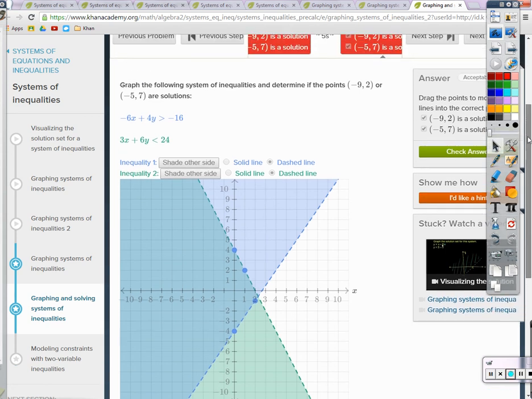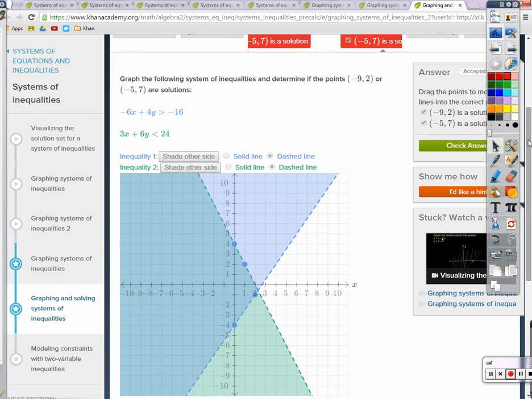So, what are we going to do? Like if this were your problem to do, what would you do first? Put x on the other side and isolate y. Isolate y, great. Okay, so let's go this way. And we've got 4y is greater than 6x minus 16. Divide by 4, y is greater than 3/2 x minus 4.